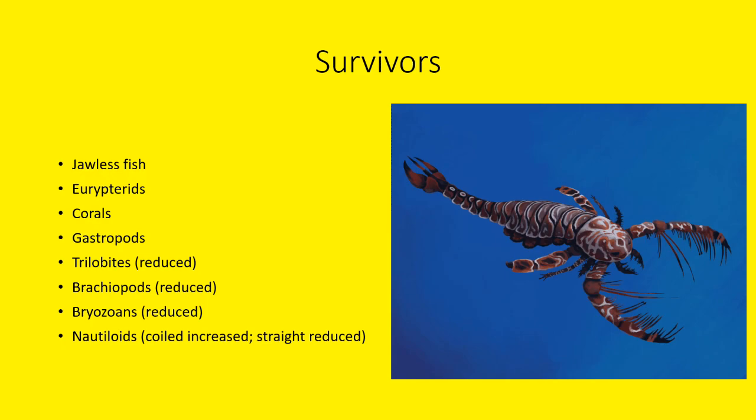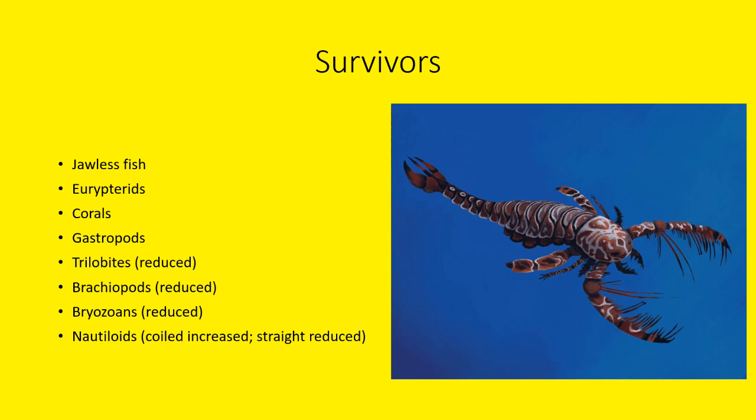You also had Eurypterids. They survived very well, and they were one of the most dominant life forms in the ocean at that point in time. The sea scorpions were thriving in the Silurian. Corals still survived. Gastropods still survived. They actually did pretty well.